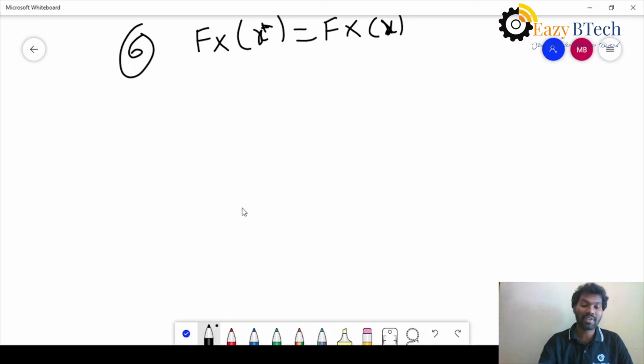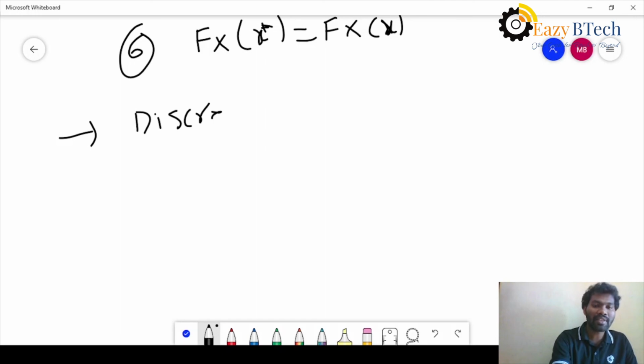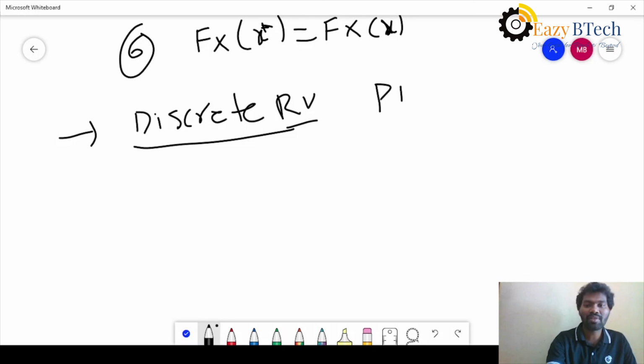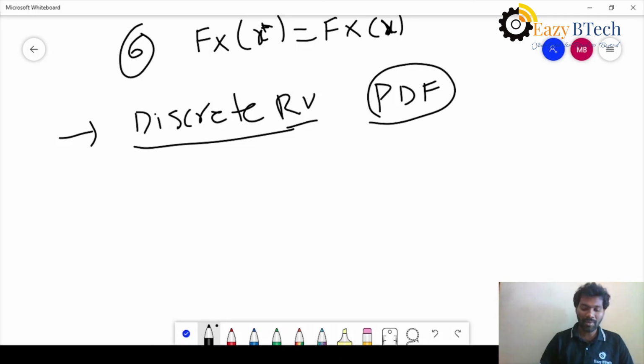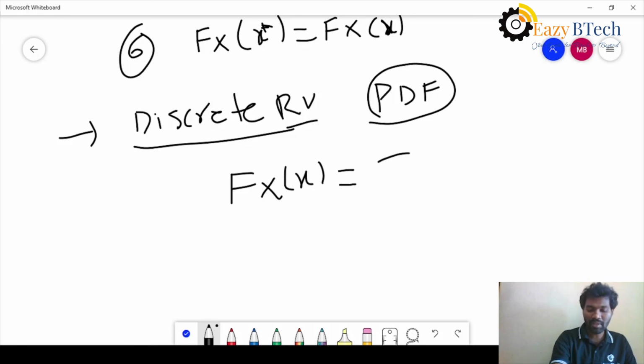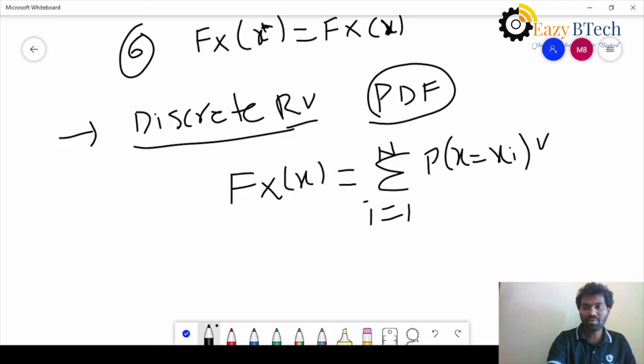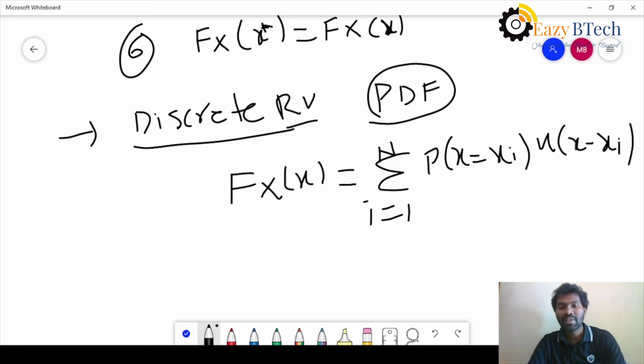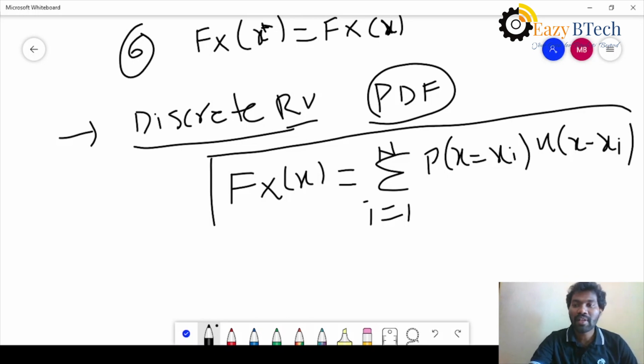So we have seen the continuous probability distribution function. It is for the continuous random variable. For a discrete random variable also there is a probability distribution function. It is represented in a similar way, but with summation: sigma i equal to 1 to n of P of X equal to x_i into u of x minus x_i. So this is the probability distribution for a discrete random variable.